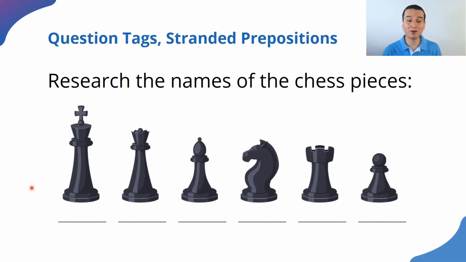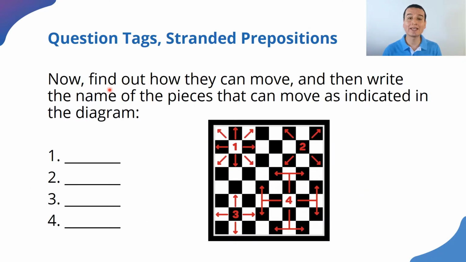They may be different from the names in your own language. Okay? Once you do that, I want you to find out how they can move. Okay? Because that's the next part of the activity. Find out how they can move and then write the name of the pieces that can move as indicated in this diagram. So here it is.